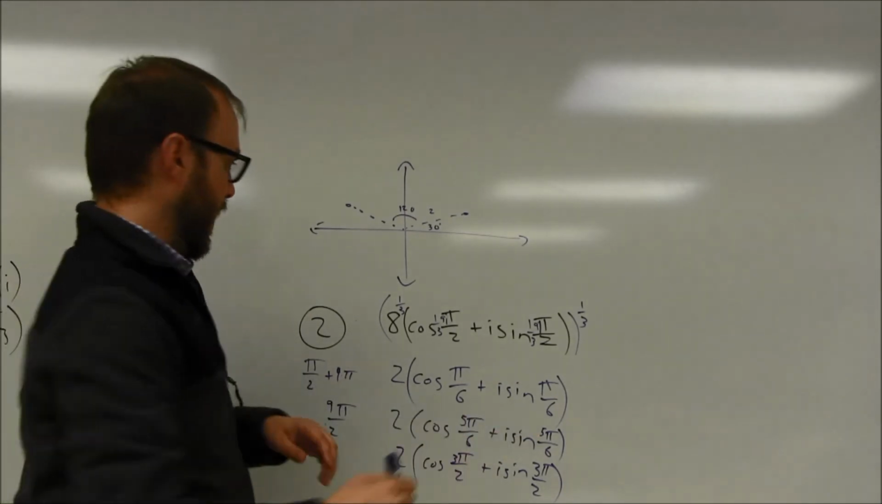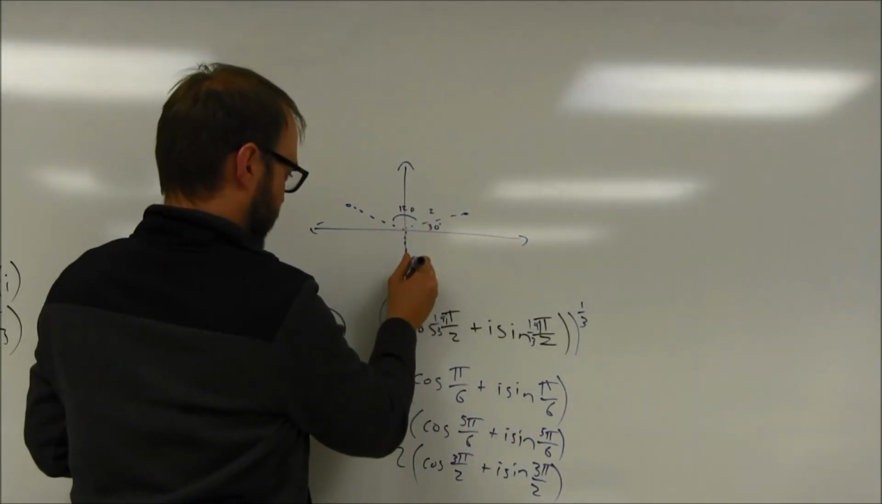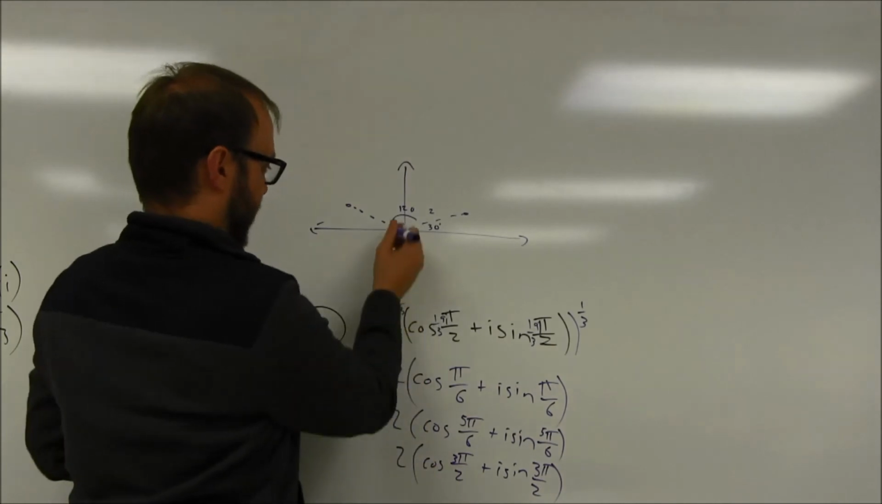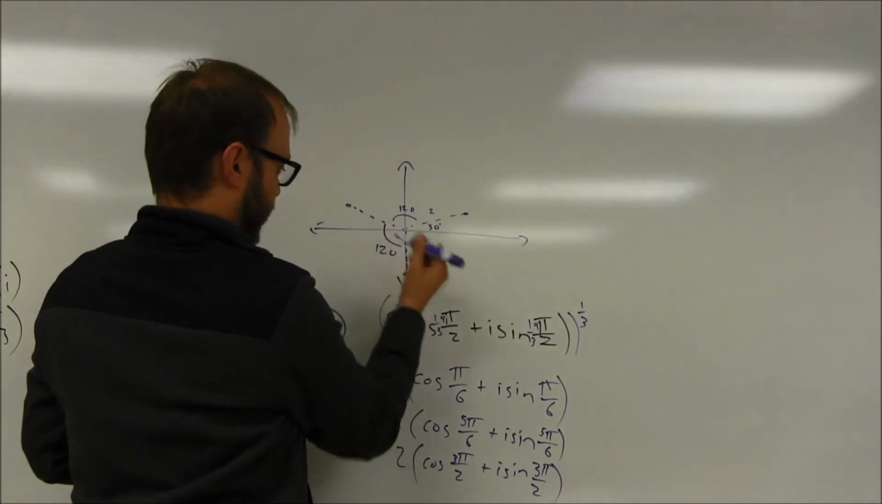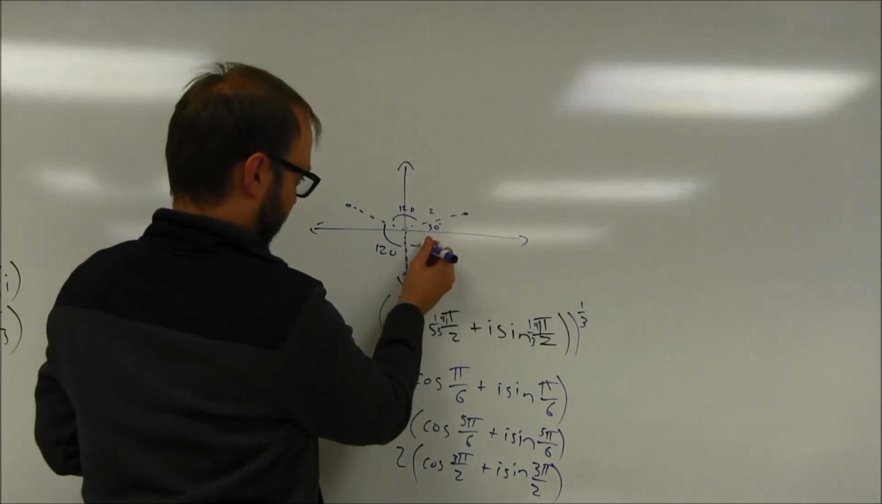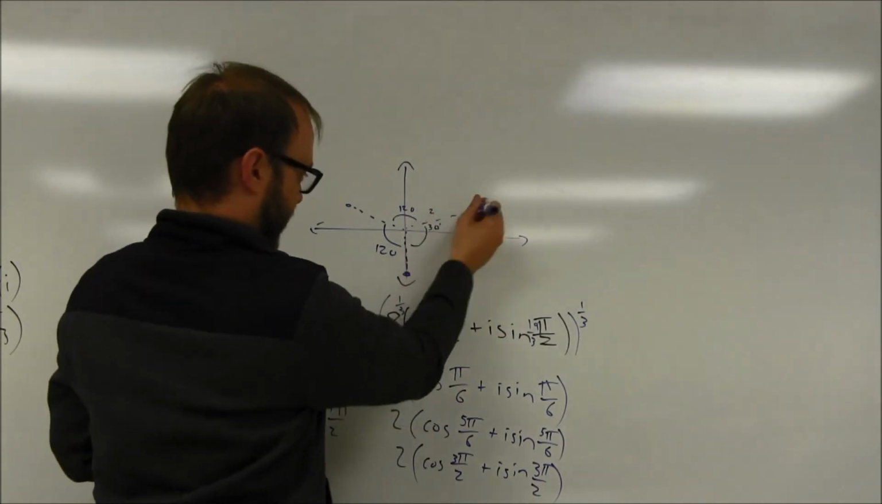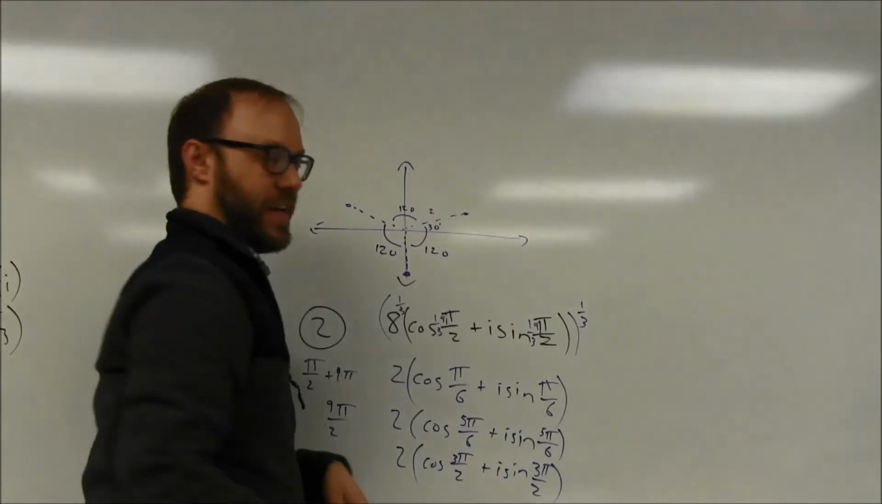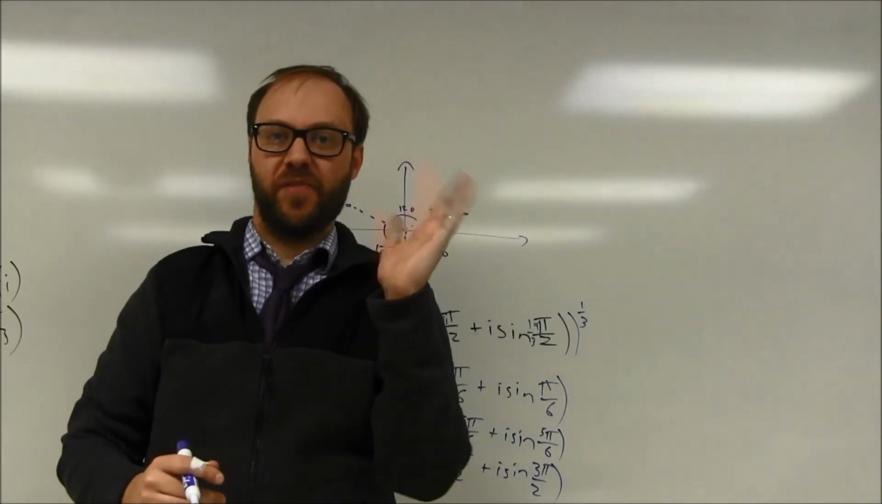3 pi over 2, that's 270. So you're going to go 2 units down at 270. Well, guess what? There's another 120 degrees between that. Between 270 and 390, which is essentially what 30 is, there's another 120 degrees. So they're evenly spaced around a circle.